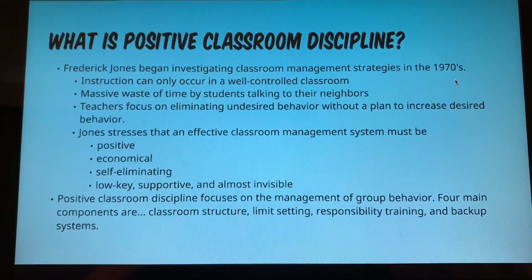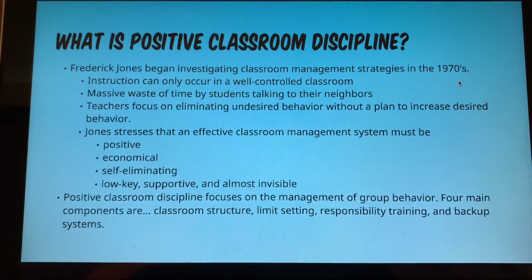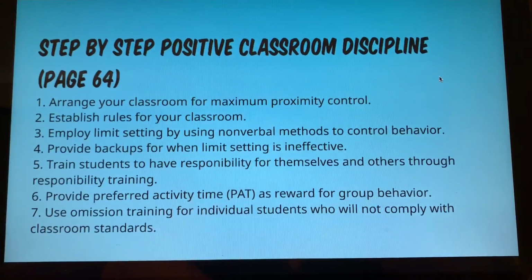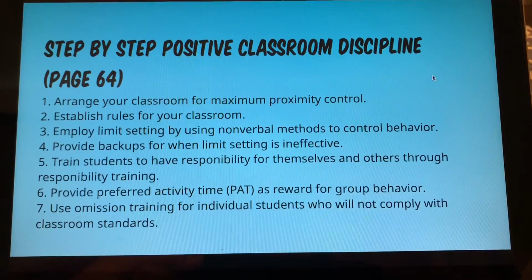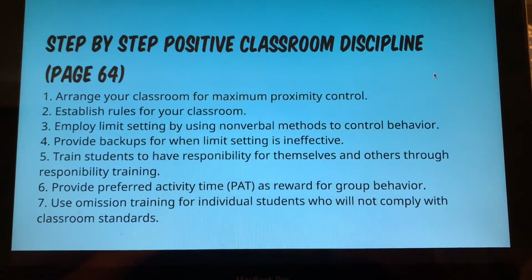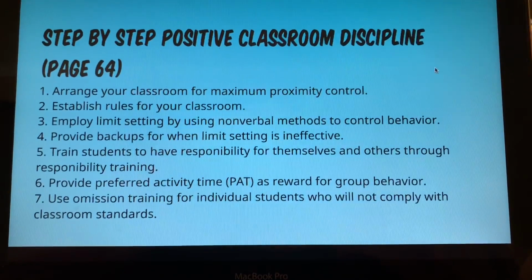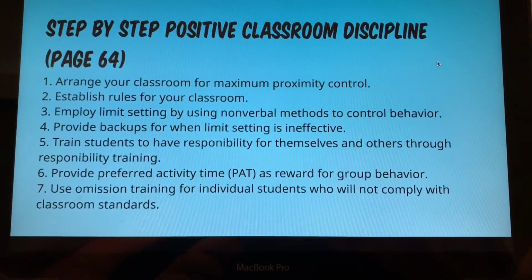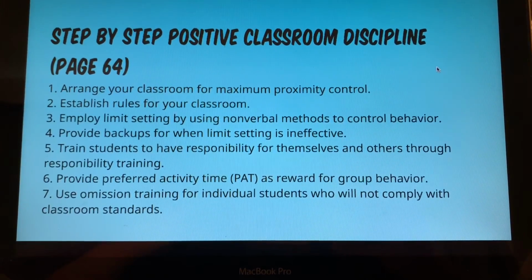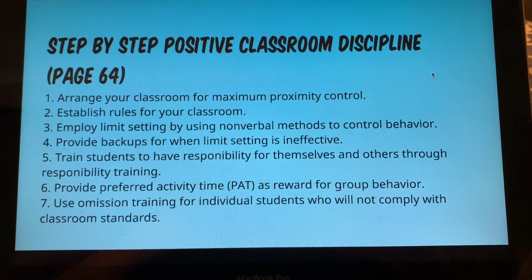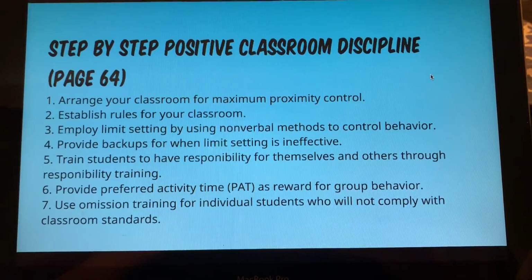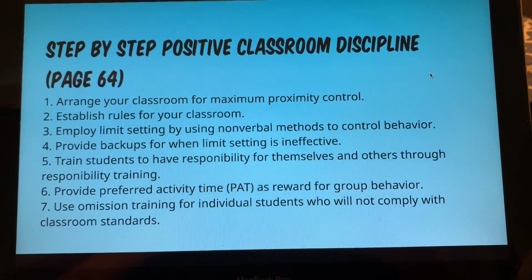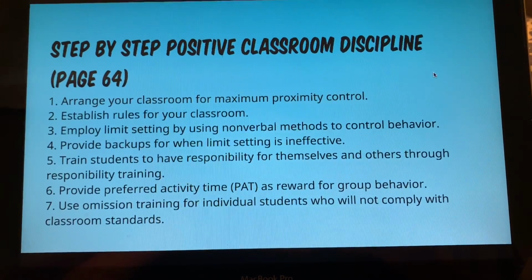Four main components are classroom structure, limit setting, responsibility training, and backup systems. And so we're going to be talking about these four things more in depth. If you were to use a positive classroom discipline management style in your classroom, these are the steps on how you would achieve that, and it's on page 64 in our textbook. So you can arrange your classroom for maximum proximity control, establish rules, employ limit setting, provide backups, train students to have responsibility, provide preferred activity time or PAT, and use omission training for individual students.